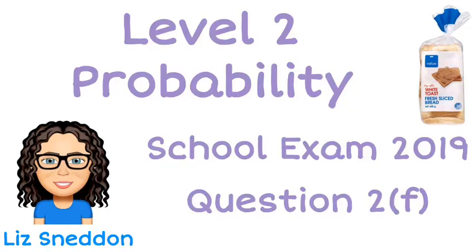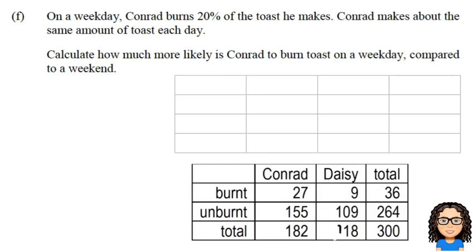I'm Liz Nedden. Let's have a look at our school exam 2019, and this is question 2F. So here is the question. On a weekday, Conrad burns 20% of the toast he makes. Okay, so he's going to burn 20% of the toast that he makes.